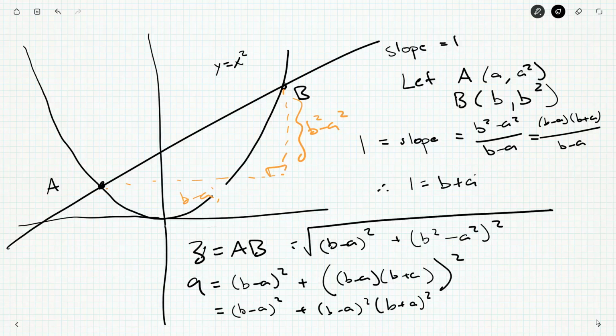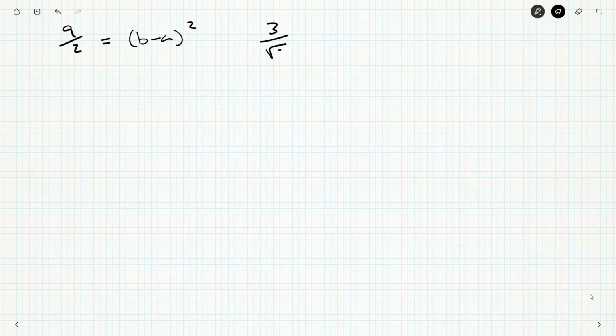But this is just 1. So this is 2 times b minus a all squared. Well, great. Now I can solve for b minus a. And since I know b plus a, I can solve for b and a. So 9 over 2 is b minus a squared. Square root both sides. 3 over root 2 is b minus a.